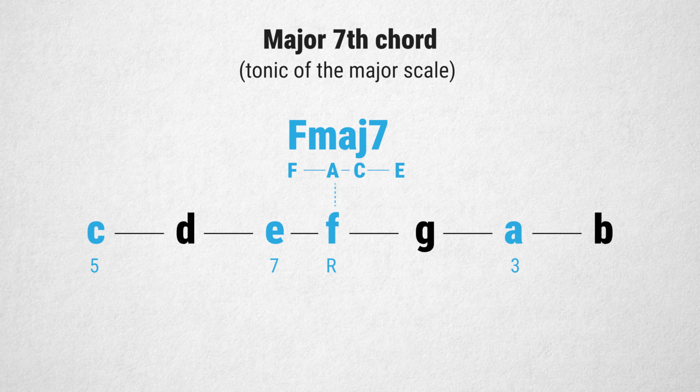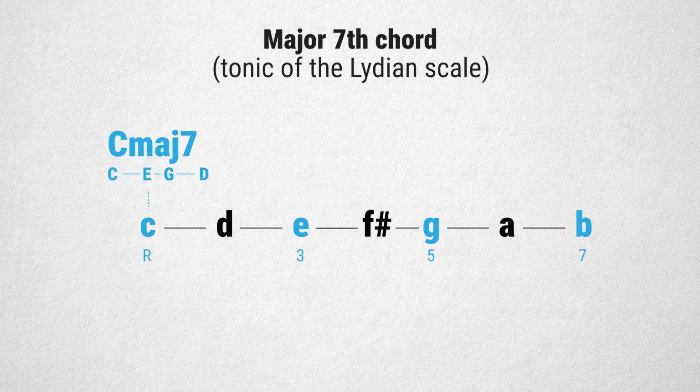It can also be the 4th degree in a major scale, serving as the subdominant chord. In a modal environment, the major 7th chord can be the tonic of the Lydian mode, which is a major scale with an augmented 4th degree.